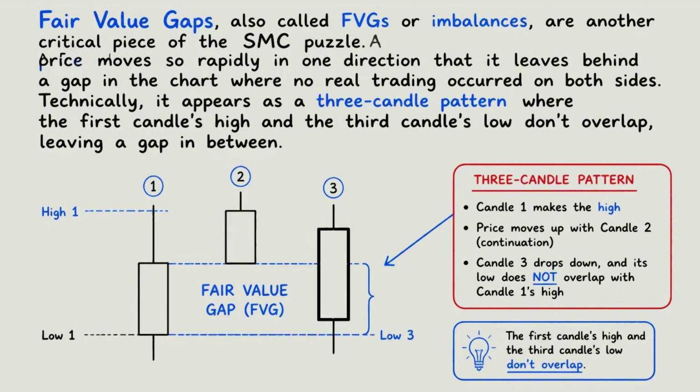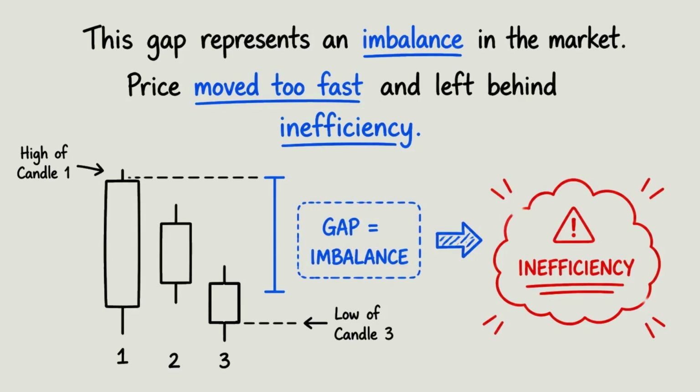Fair value gaps, also called FVGs or imbalances, are another critical piece of the SMC puzzle. A fair value gap occurs when price moves so rapidly in one direction that it leaves behind a gap in the chart where no real trading occurred on both sides. Technically, it appears as a three-candle pattern, where the first candle's high and the third candle's low don't overlap, leaving a gap in between. This gap represents an imbalance in the market. Price moved too fast and left behind inefficiency.